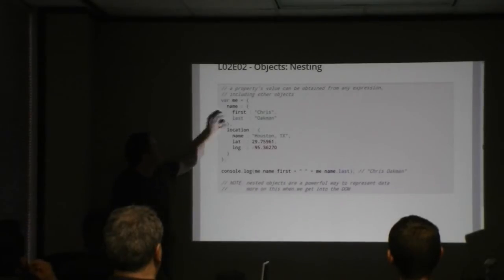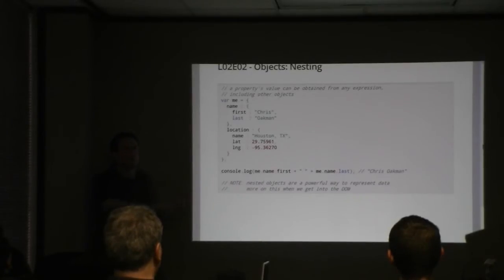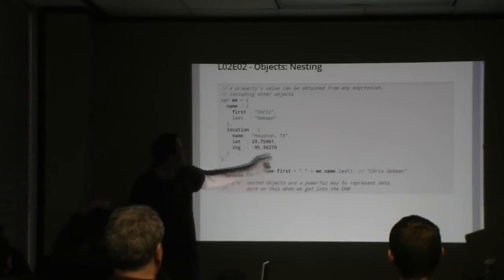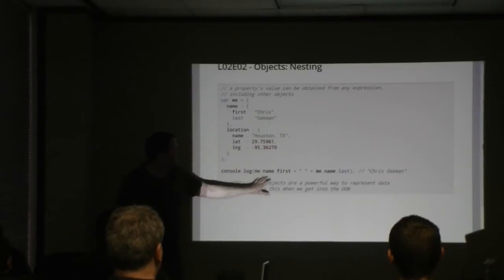The value of an object property can be any JavaScript expression. We've seen strings and numbers, but in this case, the value of name is another object. This object has two properties, first and last, and the values there are strings. That's weird syntax highlighting, I don't know why it's like that. But this allows you to nest information. Is everyone seeing this? So me.name.first, that's here. Me.name.last, that's here. This is again the dot notation.